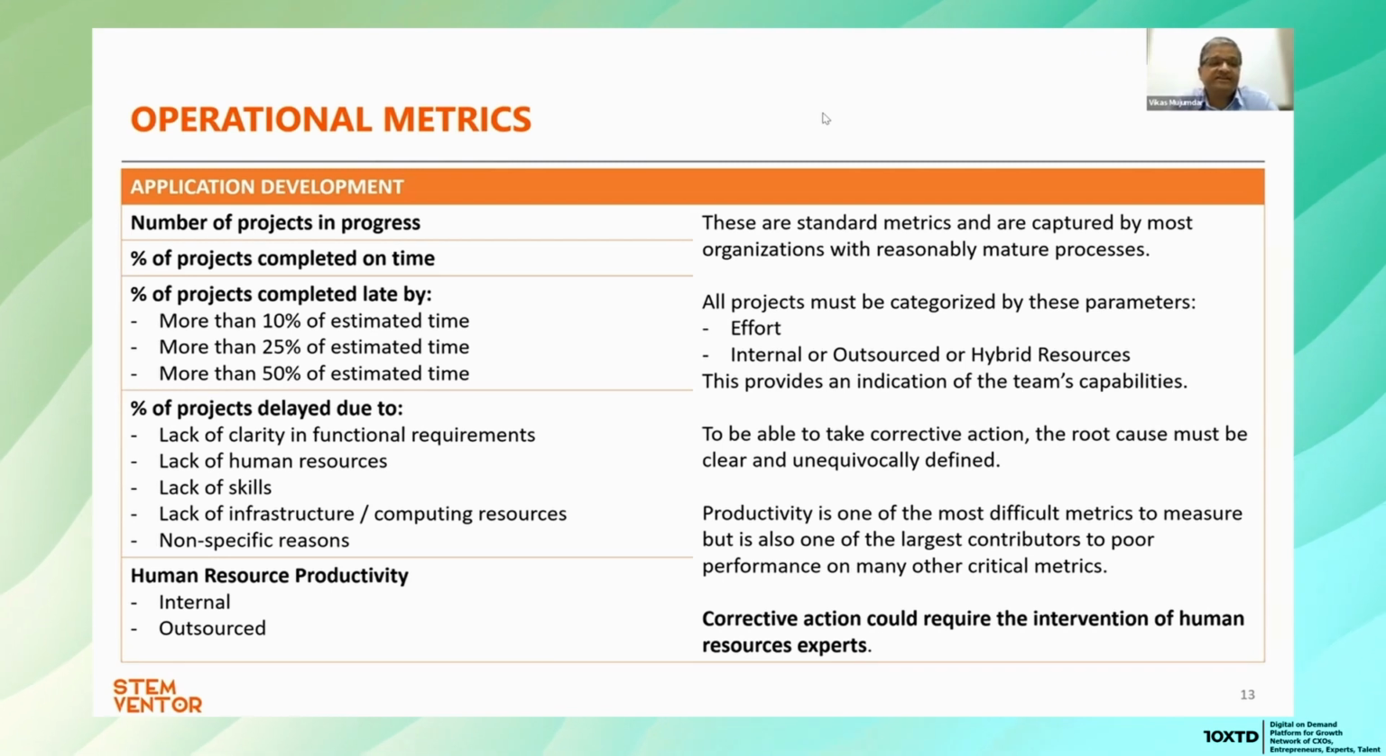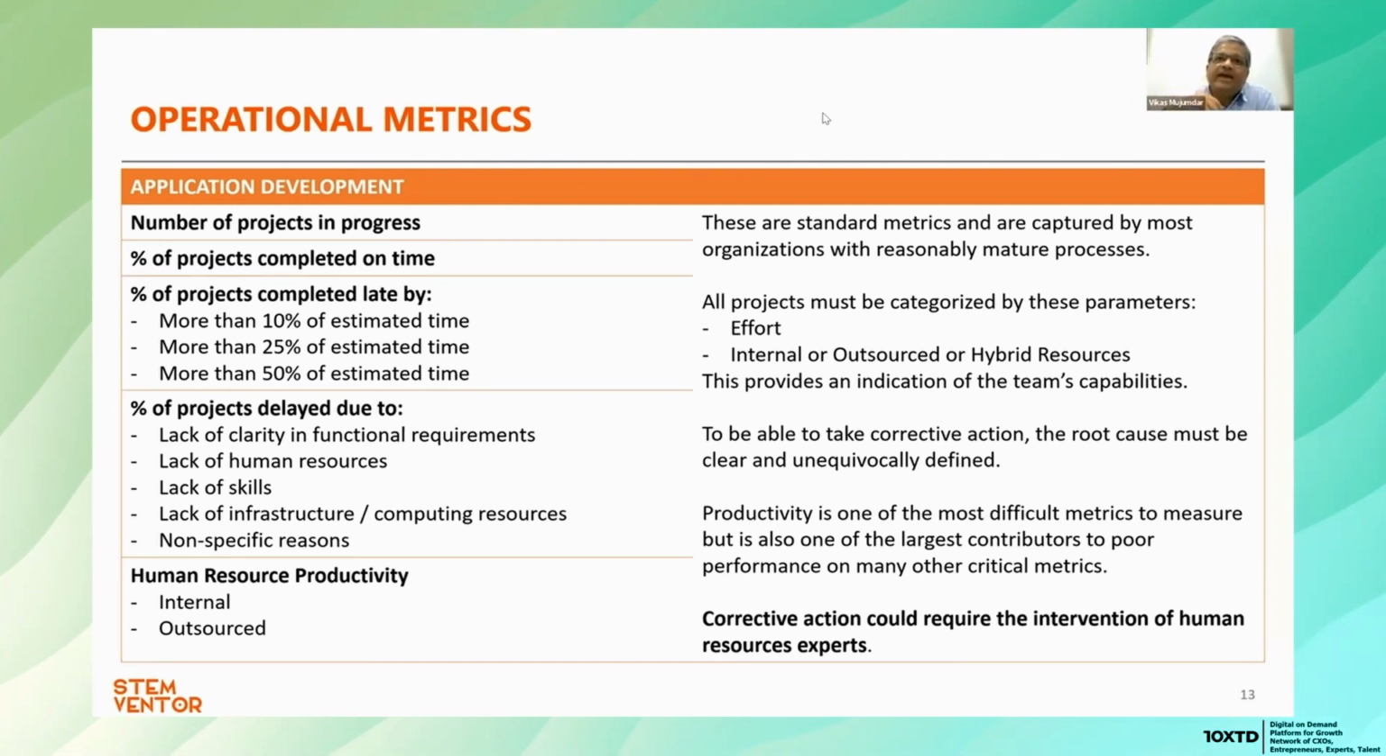So whether it is lack of clarity in functional requirements, which is one of the classic things that IT always debates, but it could simply be lack of enough people. It could be lack of skills in people, right? It could be lack of infrastructure, and there could be some other non-specific reasons, which, to put it nicely, is people just not doing the job properly. So it's important to understand where things are going wrong, and then the corrective action can be taken accordingly.